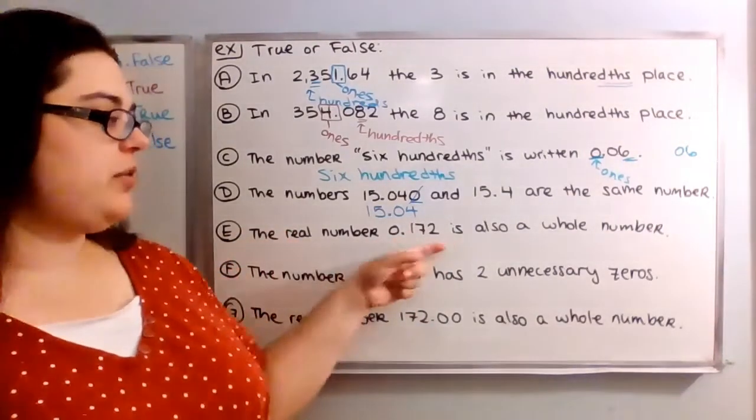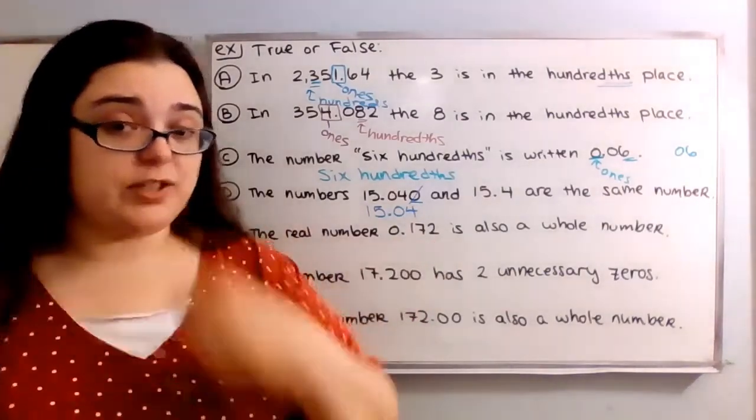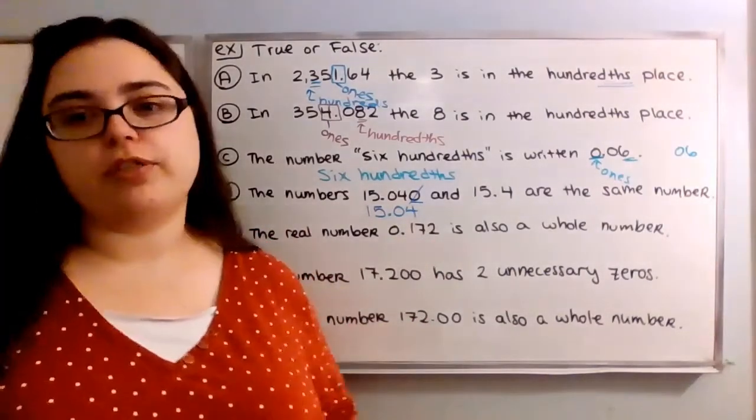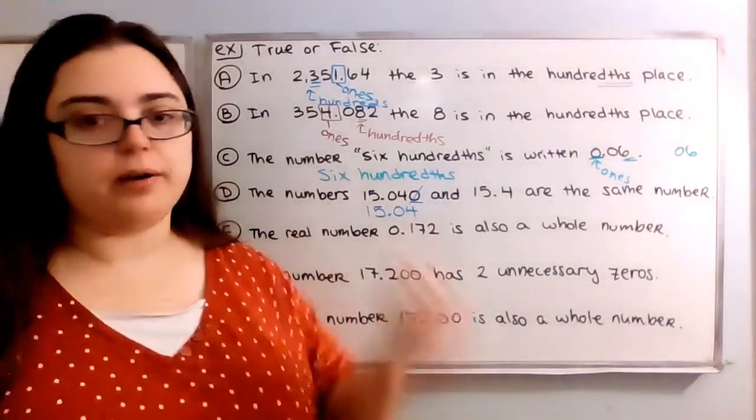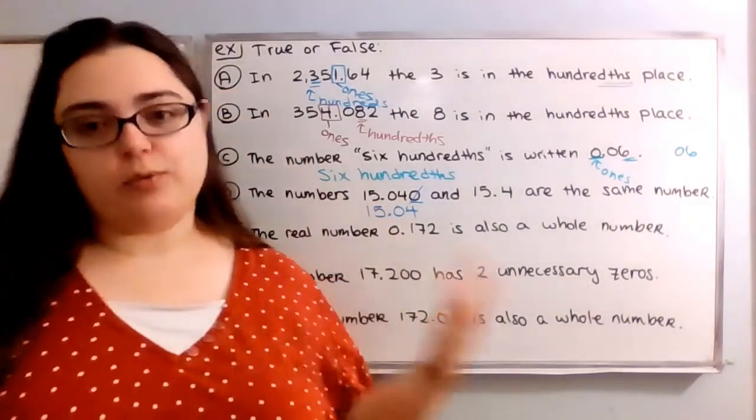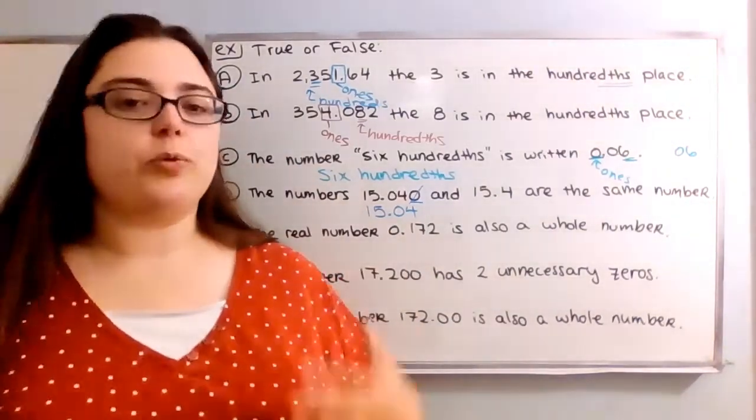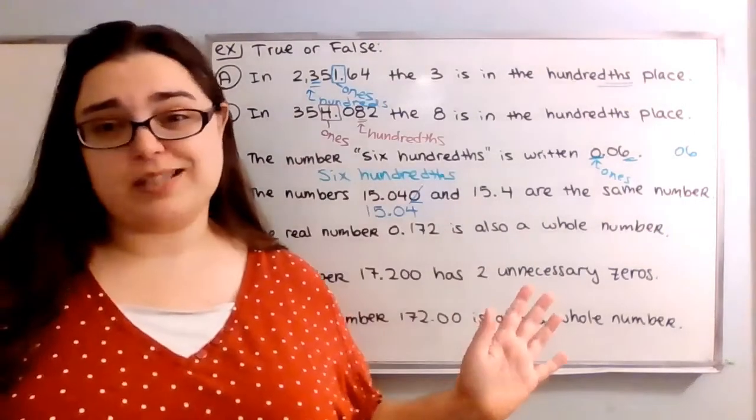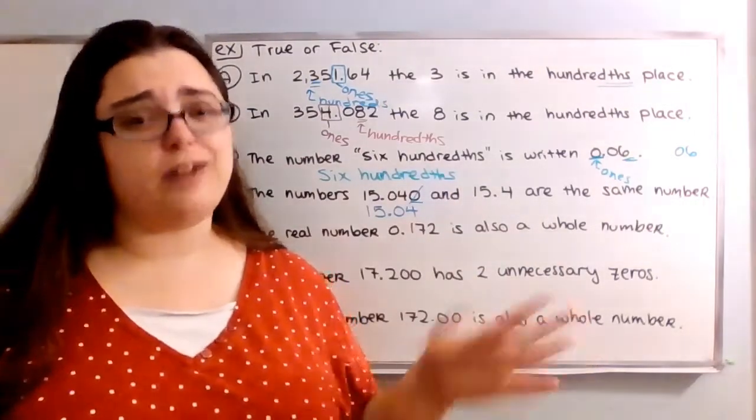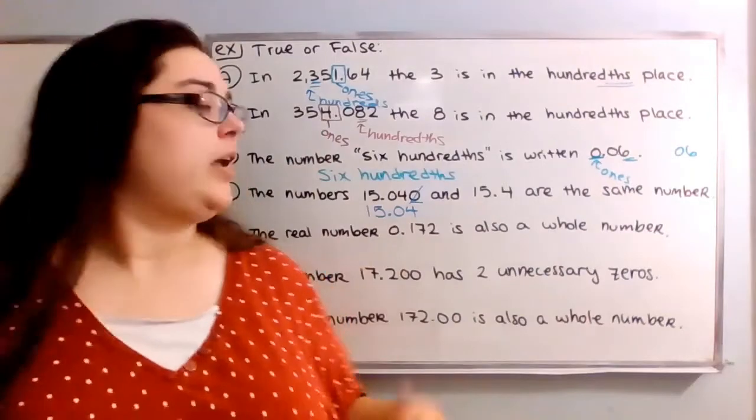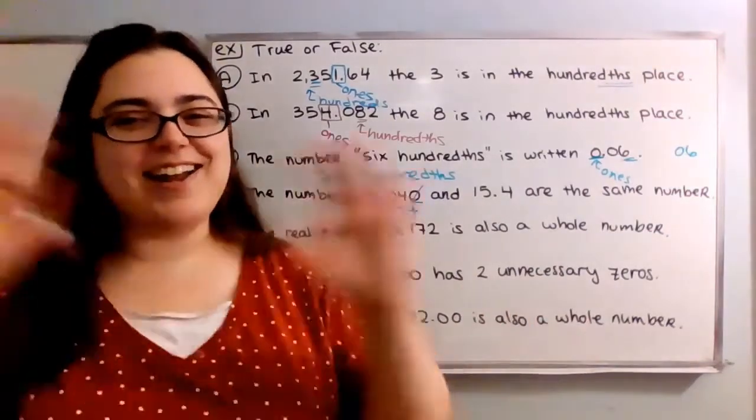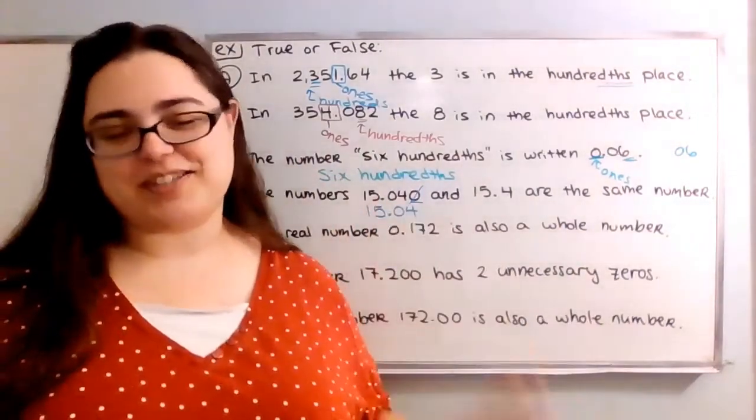So this is going to be the main way we want to write this number, 0.172, or 172 thousandths would be the name of this number. To see if it is a real number versus a whole number: we are a real number if we're any number, basically. Any number that you can think of is going to be a real number.